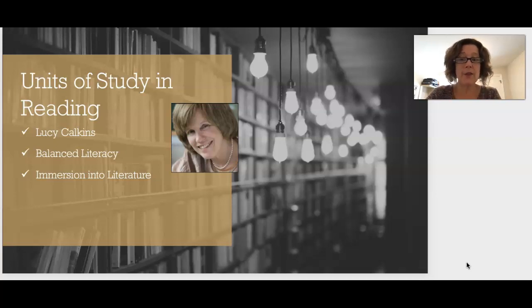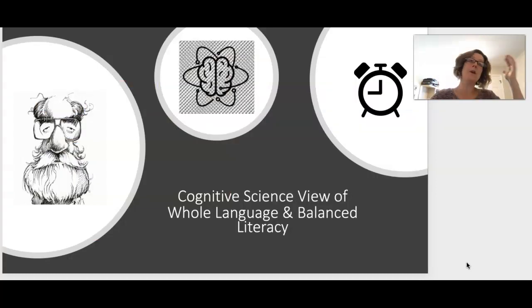So if it's a balanced literacy philosophy, they're going to teach reading in a particular way. If it's very phonics based, they're going to teach reading in a very particular way. Okay, so let's bring our cognitive scientists back in.